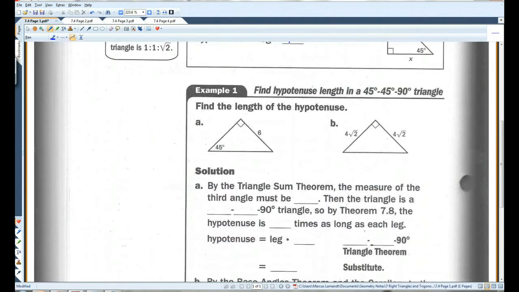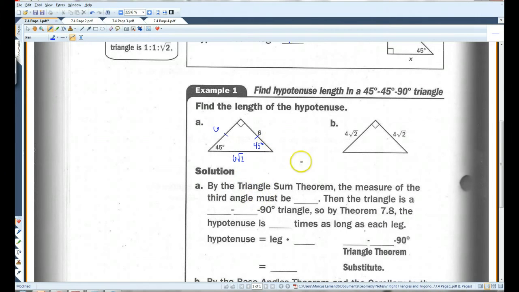So, for example, let's say we're given this triangle. This is 90 degrees, this is 45 degrees. All the angles have to add up to 180, so automatically you know this also has to be 45 degrees, because that's the only way all the angles add up to 180. So if this is 6, this also has to be 6. And it's a 45, 45, 90 triangle, so the hypotenuse is root 2 times the leg.